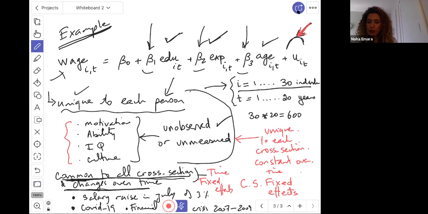So now when I'm estimating a model that has a panel data set, I would have to take all these into my consideration, because if I don't, then my estimation of the betas, my estimation of beta 1, beta 2, beta 3 would be inaccurate, right? It might be capturing the things that are moving over time, common to all cross sections, and the things that are unique to each cross section and do not change over time, because they are not observed and they are not measured. So I would have to take all these factors into my consideration, because otherwise my estimation of the coefficients would be biased.